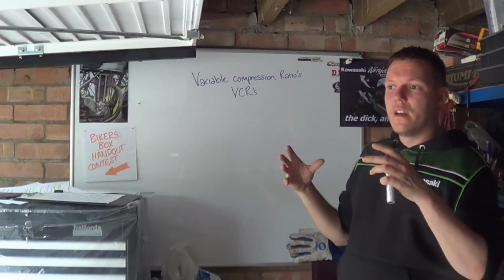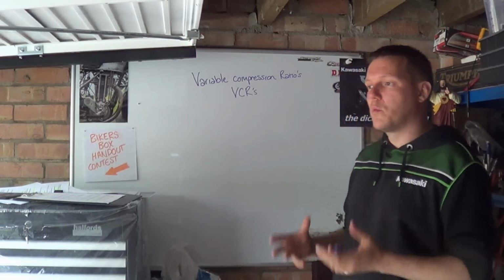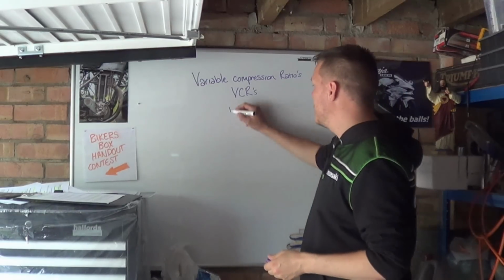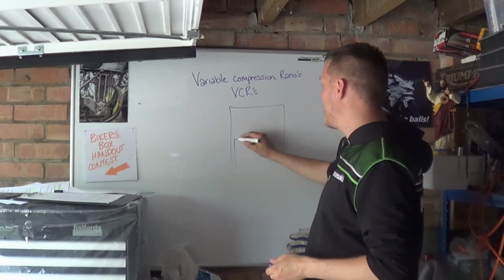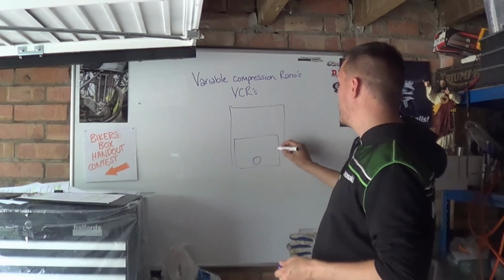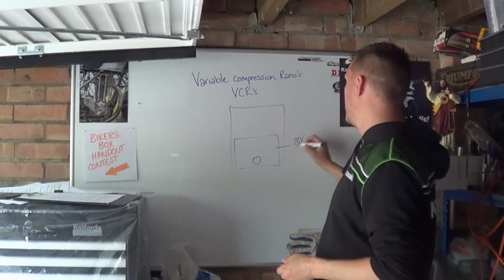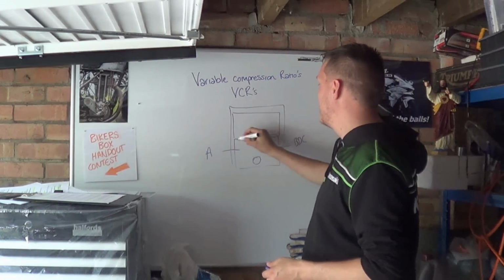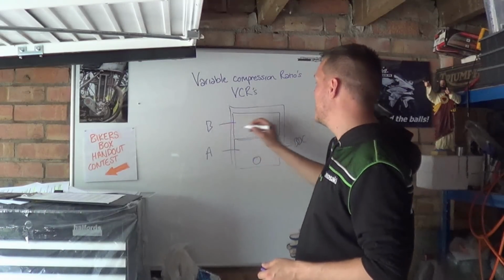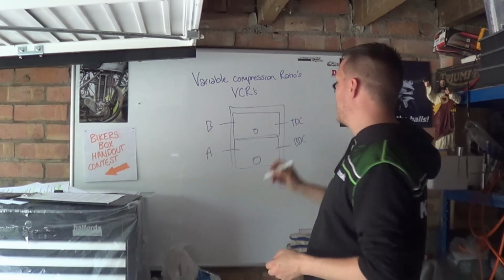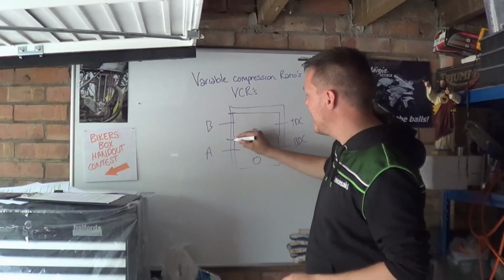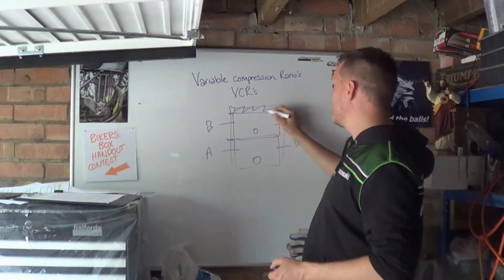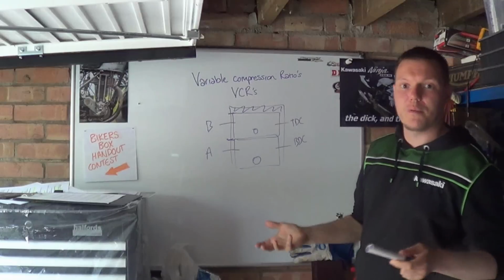So, variable compression ratios, why would we want this? Well, when we set a compression ratio, it is all to do with your swept volume. So this is at bottom dead center, and we'll call this position A, and position B is up here, and this is at top dead center. And from here to here, the difference between A and B is your swept volume, and what's left in here is basically your compression volume.